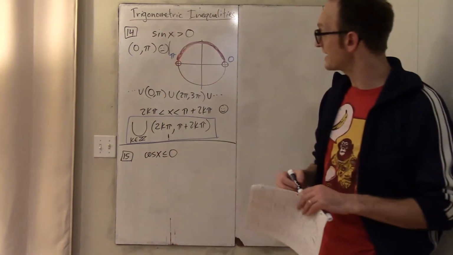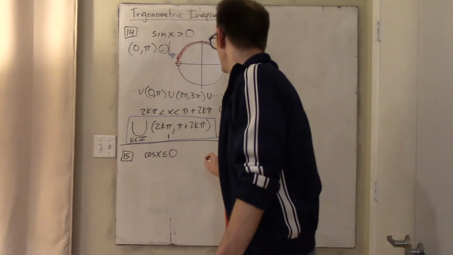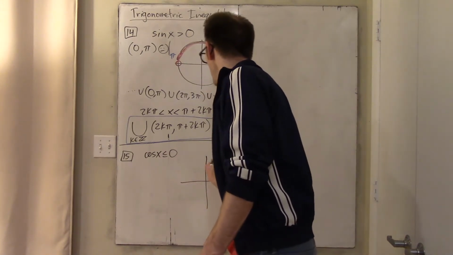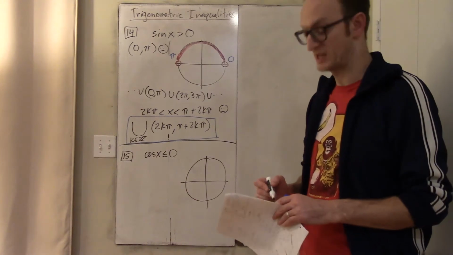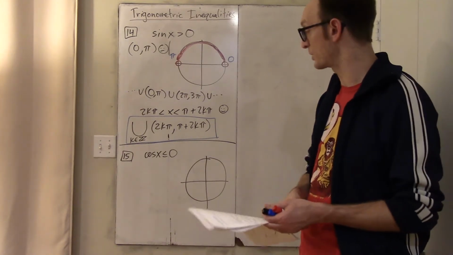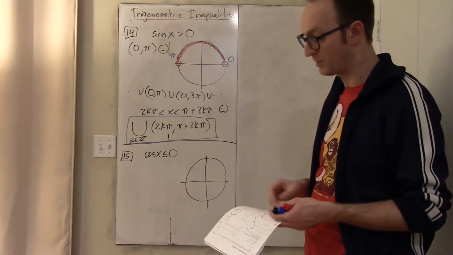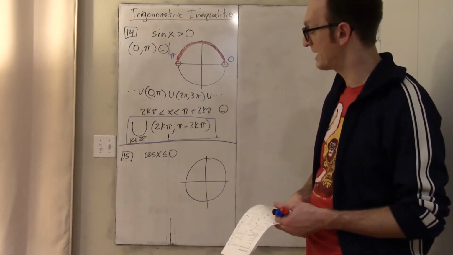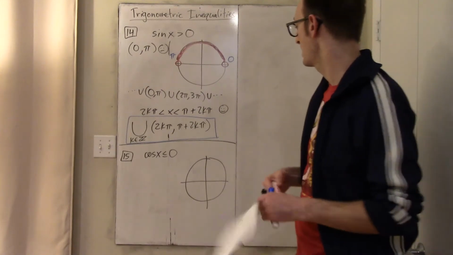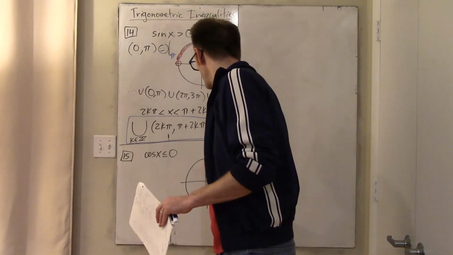Okay, well, the exact same logic applies. We can just do this more quickly now that we got the gist. We draw a unit circle, we invoke the definition of cosine, which is that cosine is the x-coordinate, the horizontal component. And so, for what angles is the cosine negative? Well, cosine is going to be negative in quadrant 2 and quadrant 3.